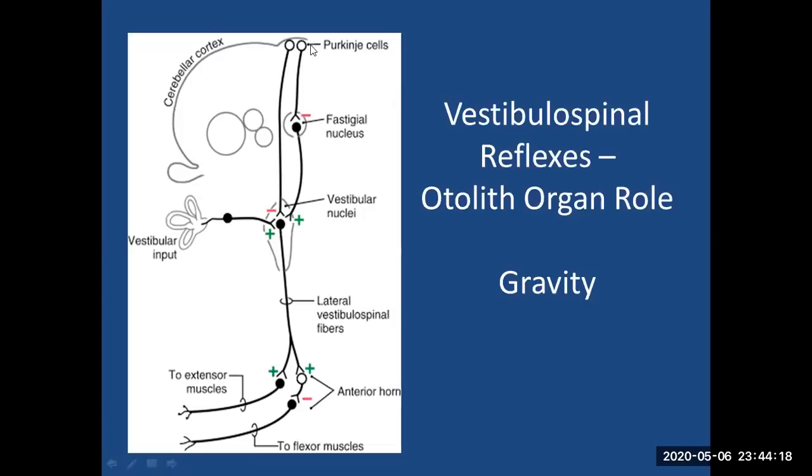Certain Purkinje fibers send their negative impulses through the fastigial nucleus and also act at the level of the vestibular nuclei. This response is transmitted to the extremities by the lateral vestibulospinal fibers. Depending on the kind of response, whether it is a flexor or extensor muscle response, they will be stimulated. So there is a role of gravity to play with this.